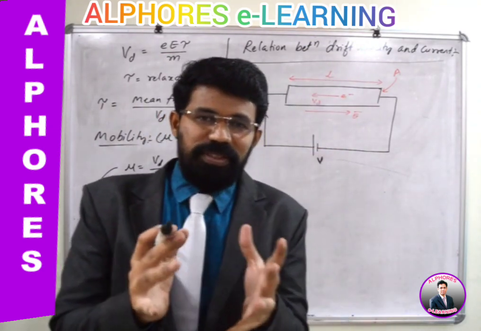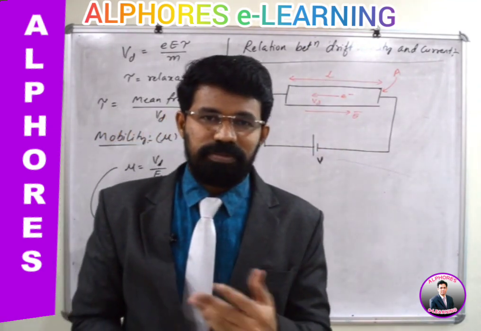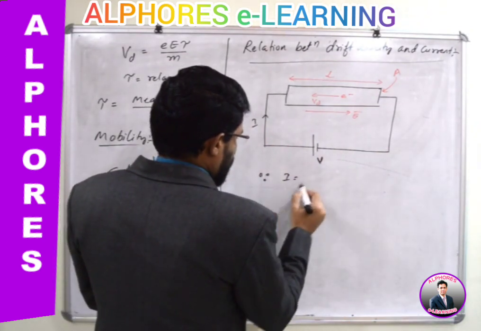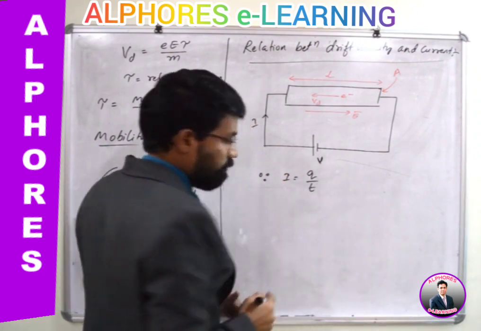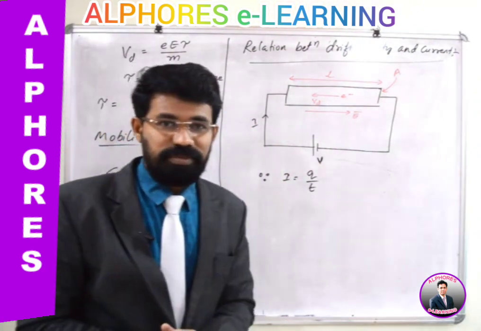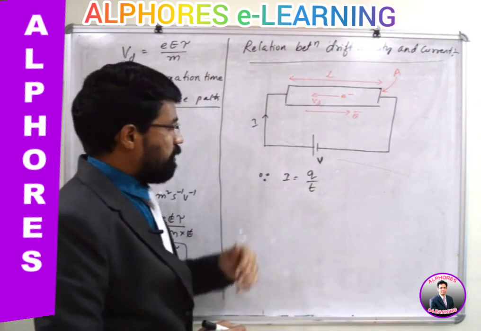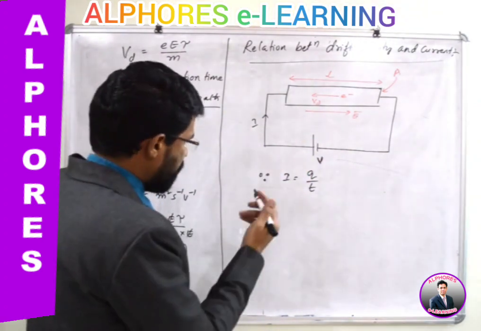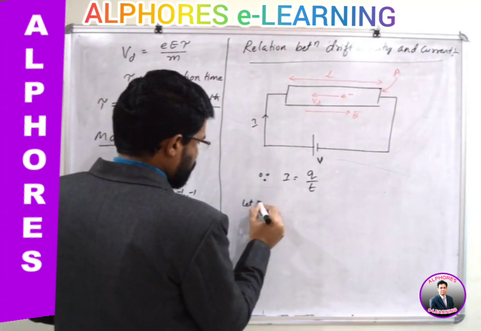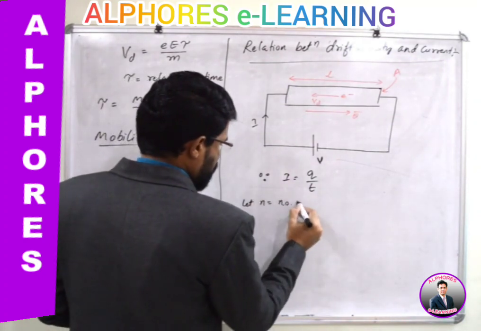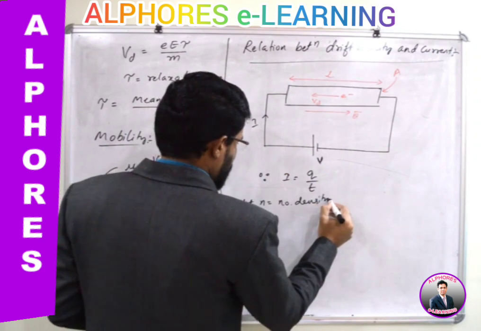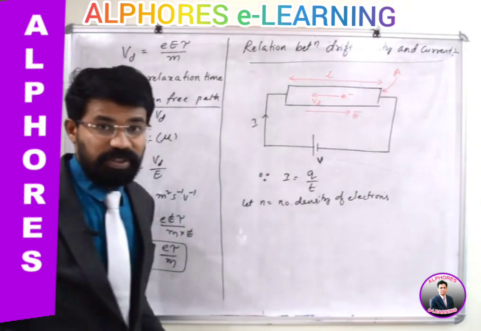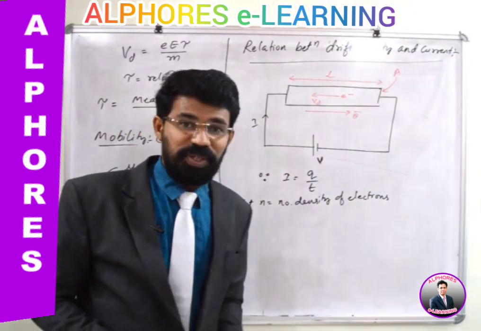What is the basic mathematical equation related to current? I is equal to Q by T, isn't it? So let us find out how much charge is flowing in a given time. Okay, I'll define one more term here. Let n be the number density of electrons. Number density of electrons, the number of electrons per unit volume.